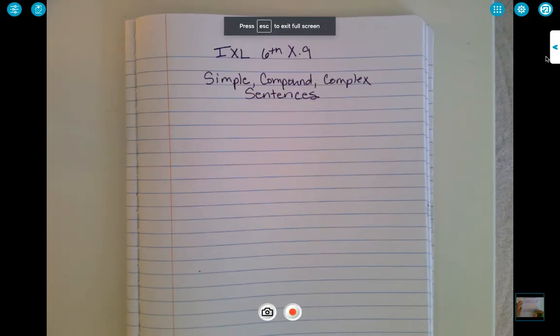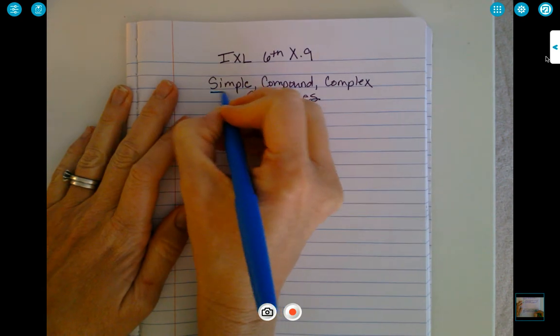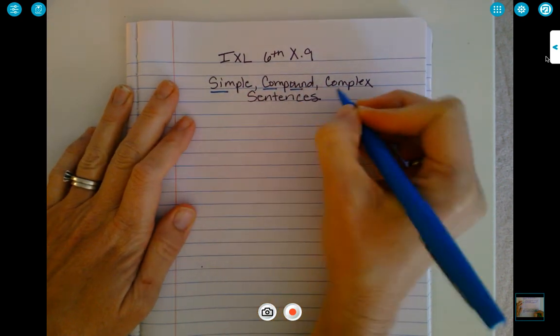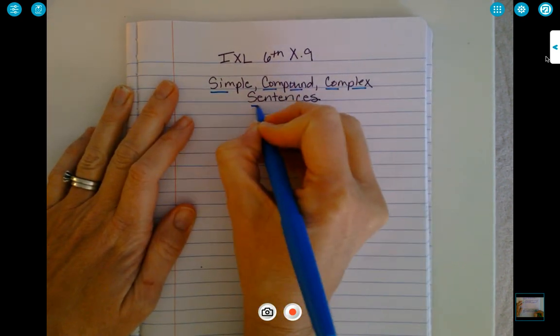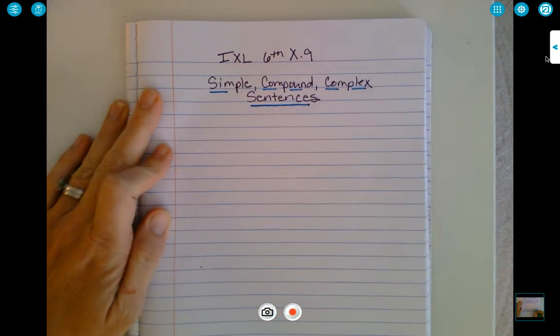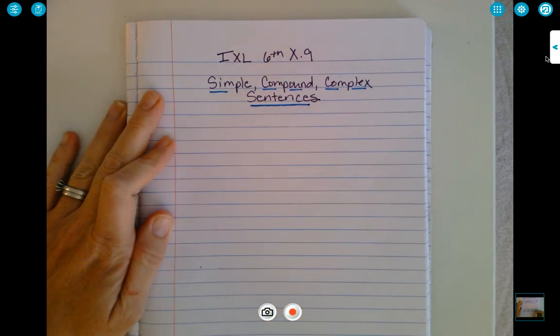Okay, today you're going to review simple, compound, and complex sentences using this Google form and also IXL 6th grade X9. But before you start the form or the IXL, I want you to open to the next page in your notes and copy these notes down as a review. So let's talk about sentences.